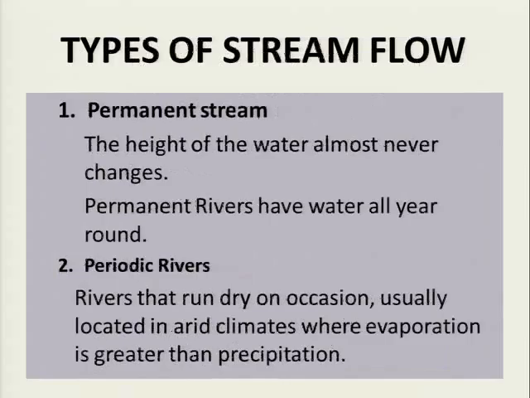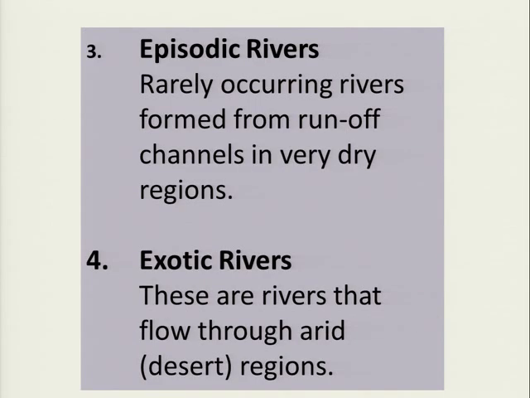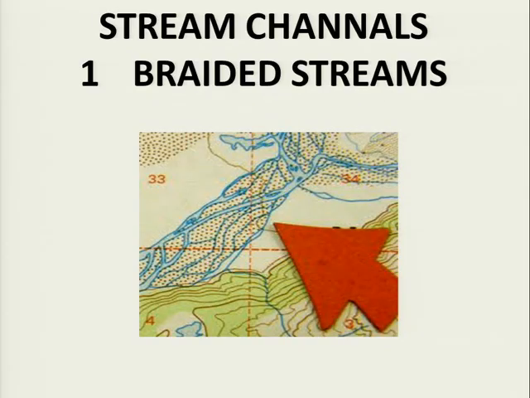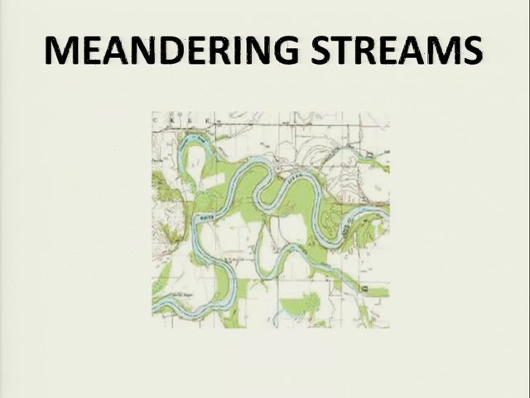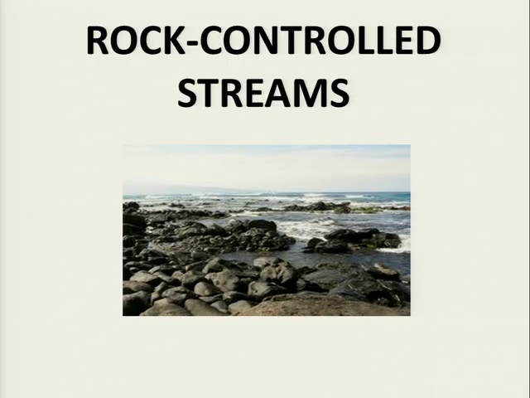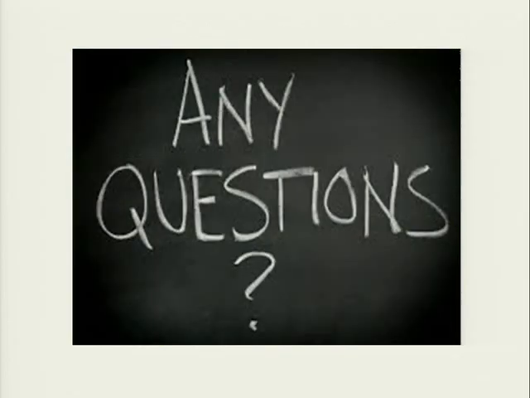The first thing that we did was the types of stream flow, which was the permanent stream, the periodic stream. Remember, you must know the features of each of these. The episodic river and the exotic river. Then we did the braided streams. Remember, you guys must be able to identify them on the topographical map. We did the meandering streams. We did the rock-controlled streams that I told you are not as easily identifiable.